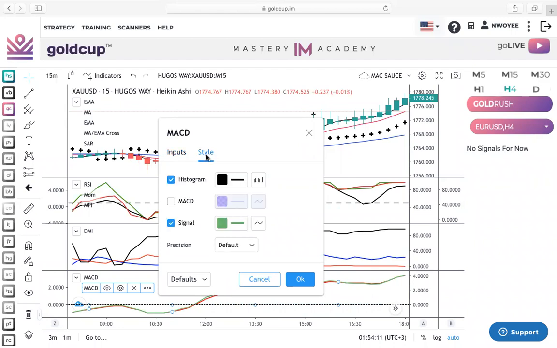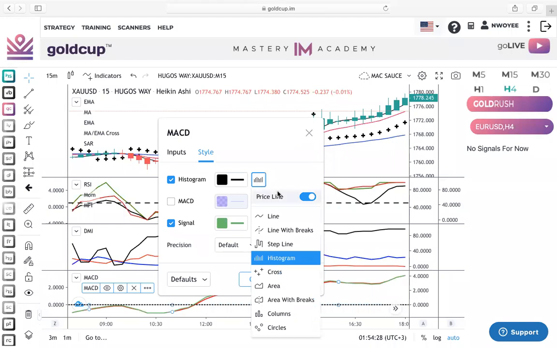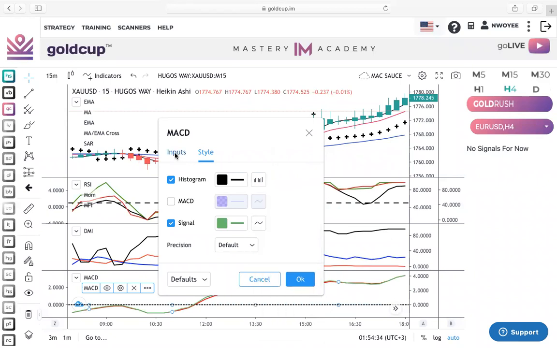Pay attention to the style right here. Do not mix this up, because it could mess with your trading. The histogram is checked and is black. Beside the histogram is a little line thingy. If you click on that, you want to turn on the price line. I'm going to say that again so I don't confuse anybody.